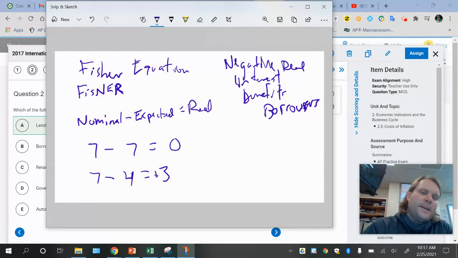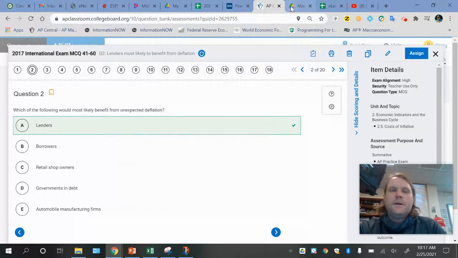Again, keeping in mind that deflation is going to cause our wages to go down, and as we pay loans, we pay the same amount of money each month. That's what that's trying to get you to understand. If you can remember that Fisher equation, NER, it's going to be good for a couple points during the exam, including one coming up a little bit later.